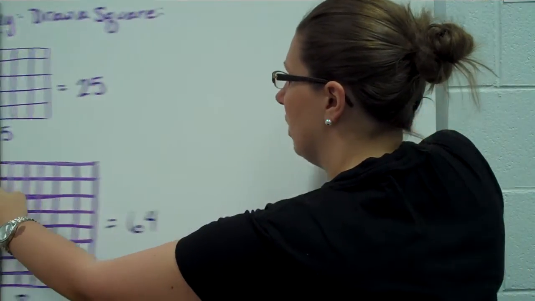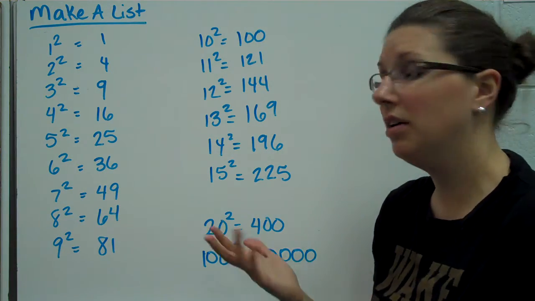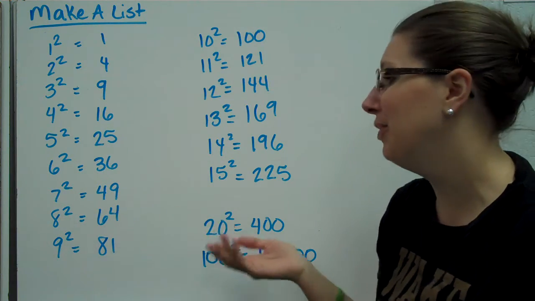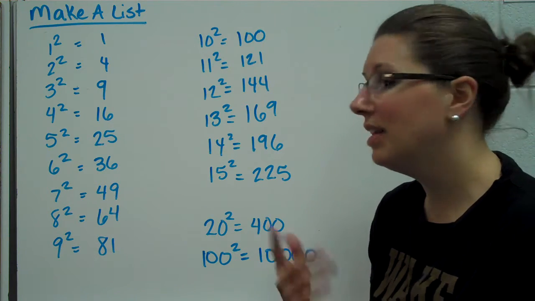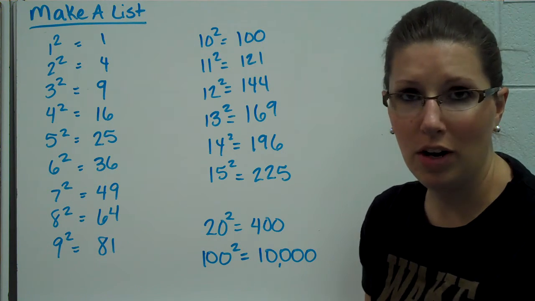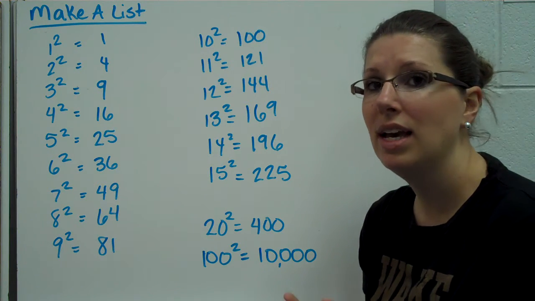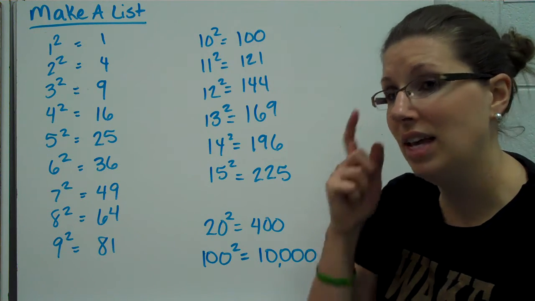We could also make a list of all the main numbers that we use, 1 through 15, and square them. This you've probably already done. You probably know these off the top of your head, but it's always good to have a list handy, especially when we're estimating square roots. That's going to be an important piece of knowledge to have handy.